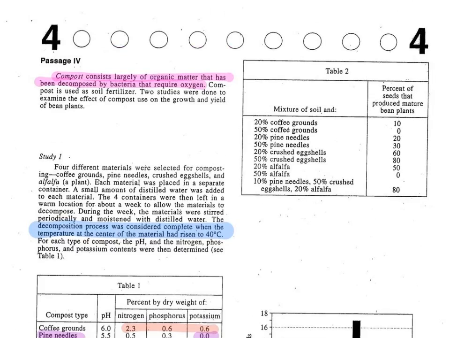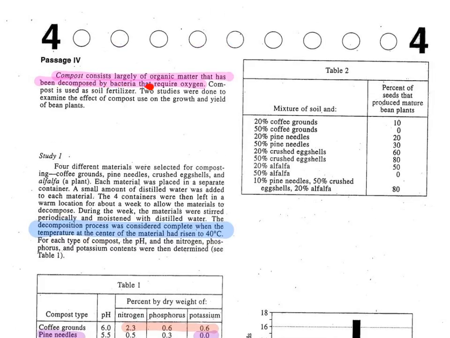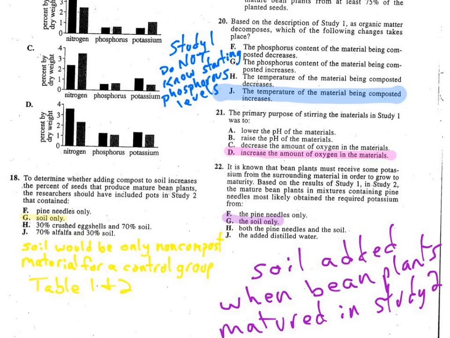However, we do notice that in the reading they tell us compost consists largely of organic matter that has been decomposed by bacteria that require oxygen. Therefore, the only choice that makes sense with these answers is that stirring would increase the amount of oxygen in the materials because they were trying to let decomposition happen. Choice D.